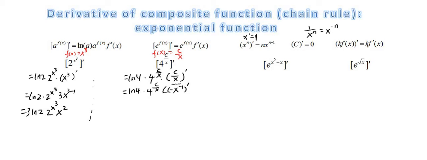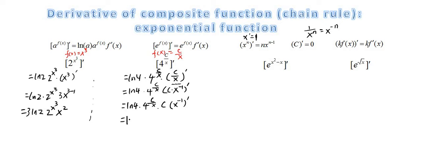Okay, and here, for c times x to the power negative 1, we can apply the constant multiple rule. We can pull the c out of the derivative. So we have ln 4 times 4 to the power c over x, c times the derivative of x to the power negative 1. Now we can apply the power rule. Okay, n is negative 1.